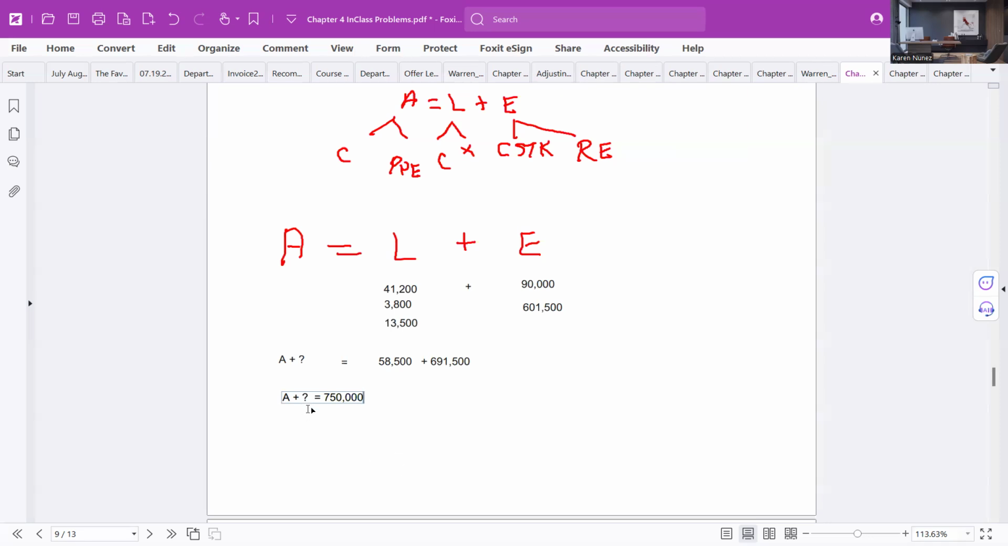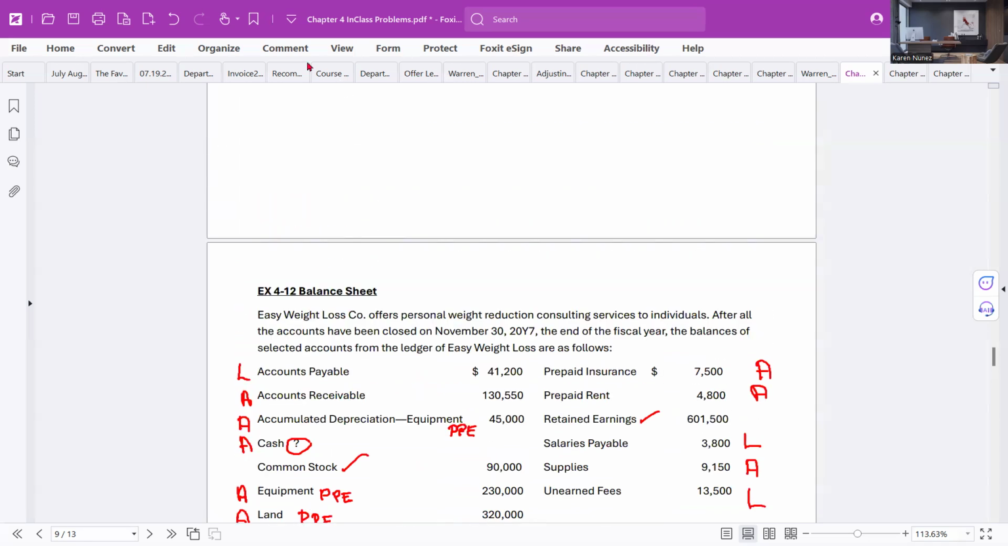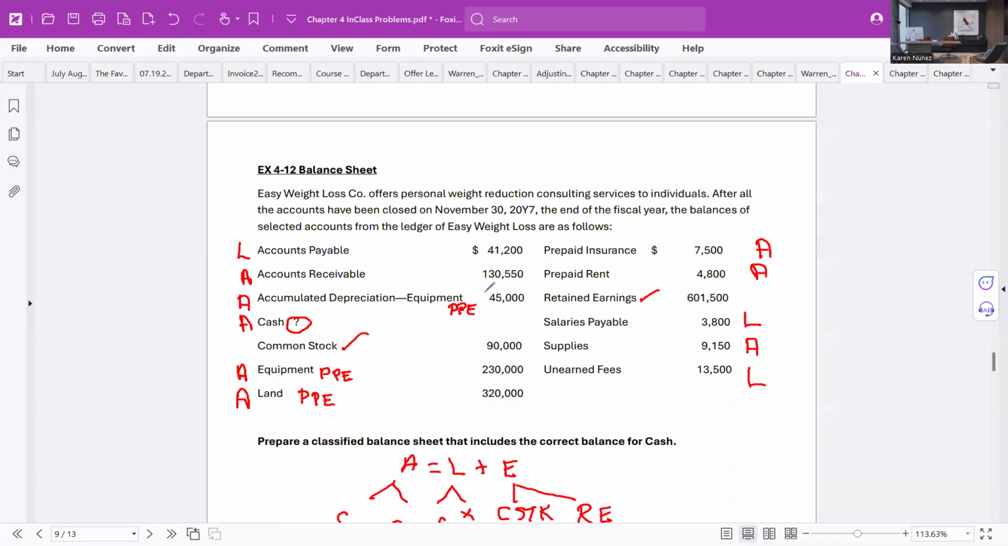We don't know what cash is, but we know what the other assets are. And I'm not going to list all of them. There are several of them: 1, 2, 3, 4, 5, 6, 7, 8. We got 8 of them, right? And remember that accumulated depreciation is what we call a contra asset account. A contra asset account normally has a credit balance. So really you should be thinking about this as an offset to the equipment account. It's 230 minus 45.